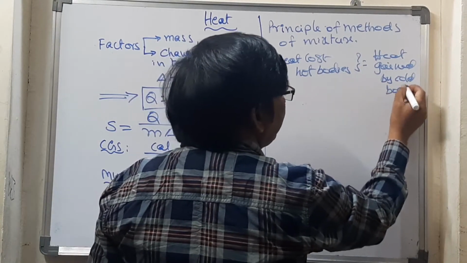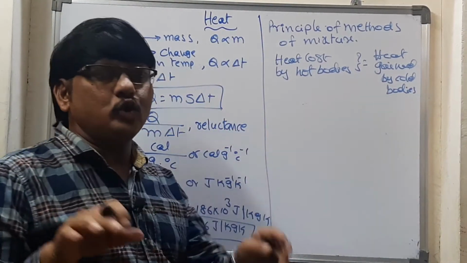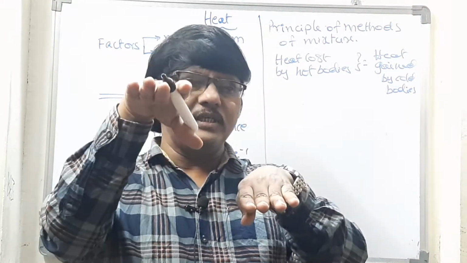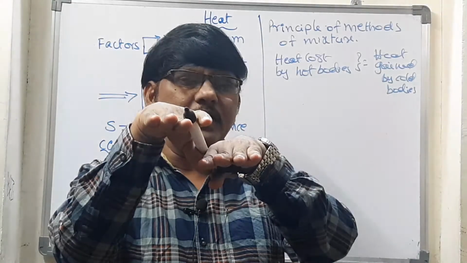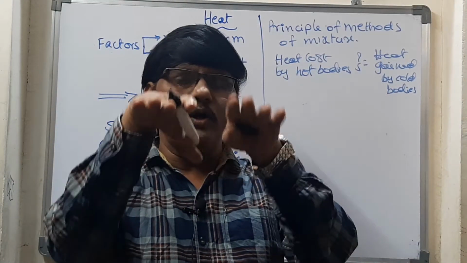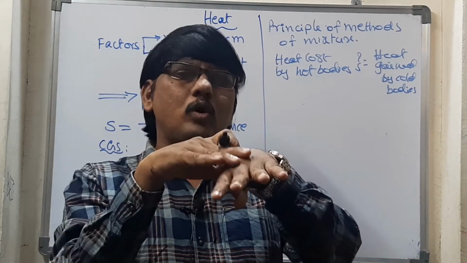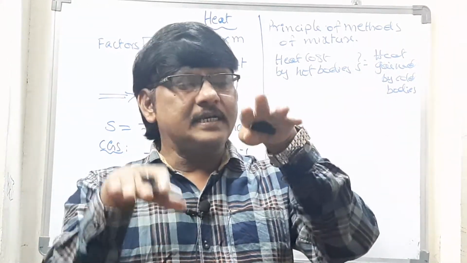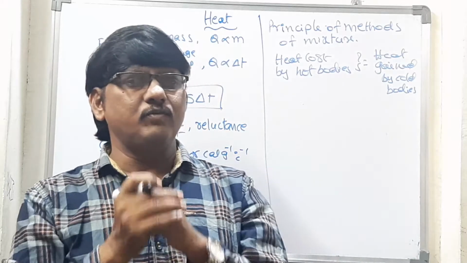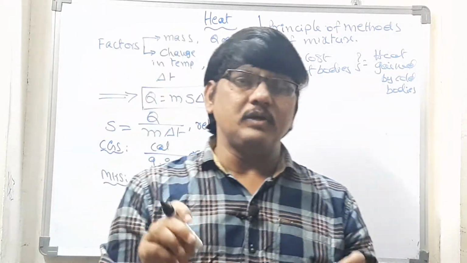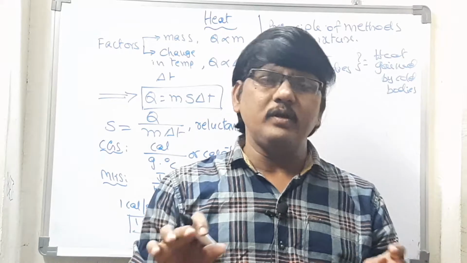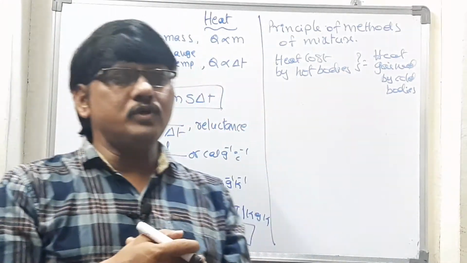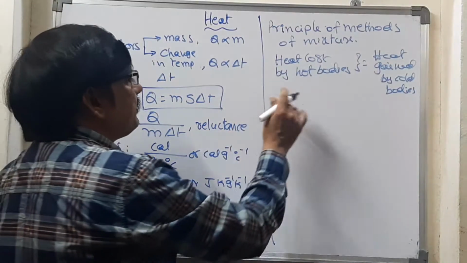When we take two bodies with different temperatures and keep them in contact, what will happen? The hot body will lose heat and the cold body will gain heat. The energy lost will be equal to the energy gained. That is what we call the principle of method of mixtures: heat lost by the hot body is equal to heat gained by the cold body. Did you understand that? It's important.